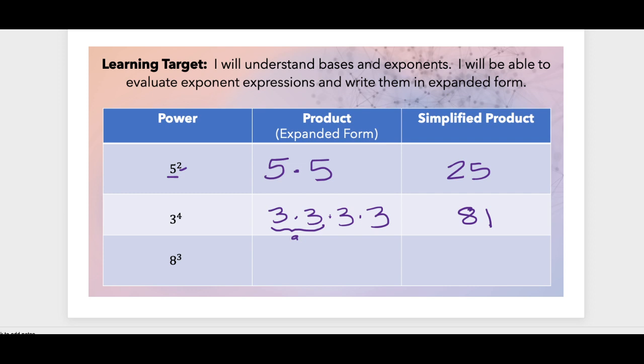8 to the 3rd power, which could also be read as 8 cubed. Whenever I have an exponent of 3, I can read it as cubed. Also, when I have an exponent of 2, as I did in the first example, I can read that as 5 to the 2nd power, or 5 squared. So 8 to the 3rd power in expanded form would be 8 times 8 times 8. So I'm going to start by doing 8 times 8 first, which is 64, and then lastly 64 times 8, which is 512.